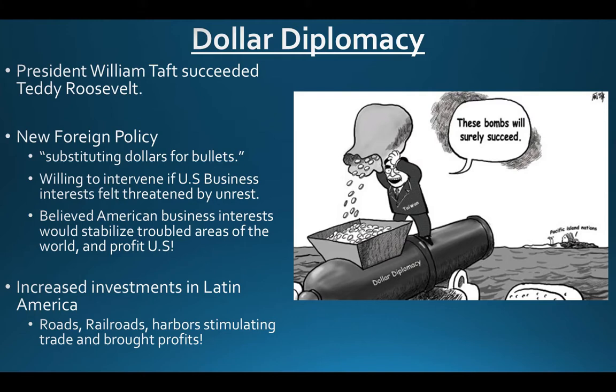Big places like this would be in Central America and South America, and even in the Caribbean, right? So he believed that American business interests would stabilize these troubled areas of the world, and ultimately, if they went in and the business interests were successful, it's going to also profit the United States, right? So you're going to have an increase in investments in Latin America and in these Pacific Island nations, where you're going to be getting roads being built and railroads and harbors, which is going to stimulate the trade in these particular areas and bring profits, right? The thought is the money will help, but obviously it's America, again, exerting its influence on these areas that aren't necessarily able to say no.